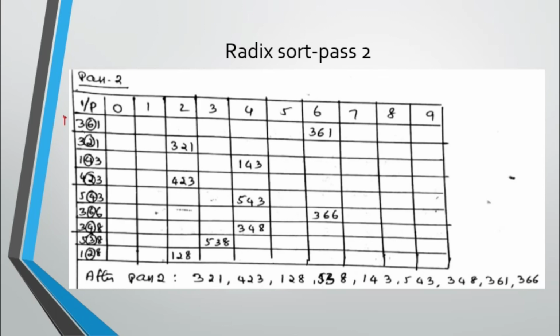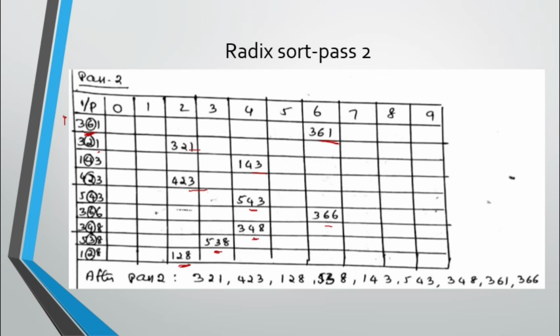Now you see here 361. Which digit is circled in the tens place? 6. Again, write it there that way only. 361, 321 under 2, 143 under 4, 423 under 2, because you need to see the tens place, 543 under 4, 366 under 6, next 348 under 4, then 538 under 3. Why? Because you need to see the tens place. 128, yes.